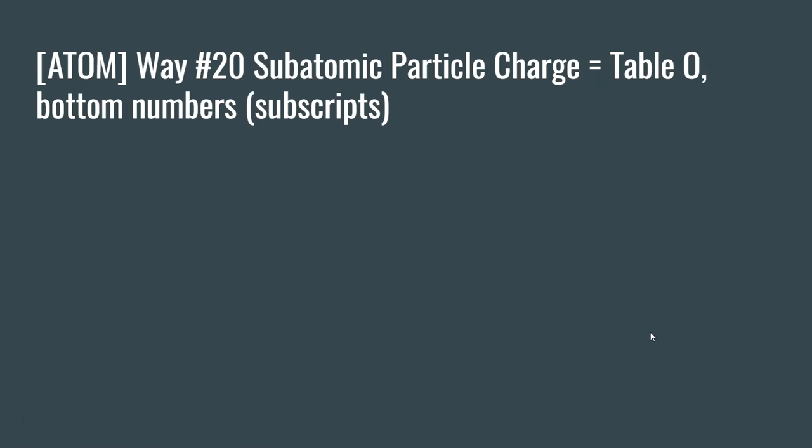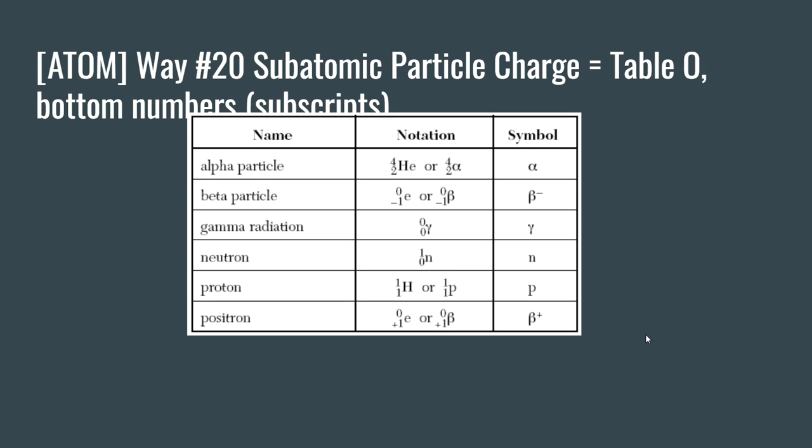Way number 20 deals with subatomic particles. And the way you remember subatomic particles is the acronym PEN, P-E-N: protons, electrons, and neutrons. If you ever need to look up the charges of these particles, we can always use Table O to indicate the charge of each of these particles.